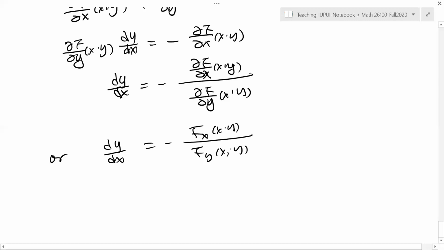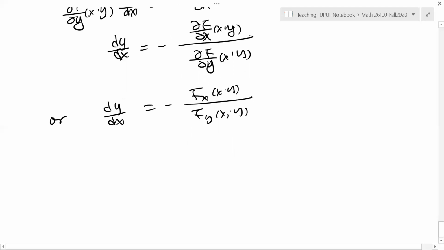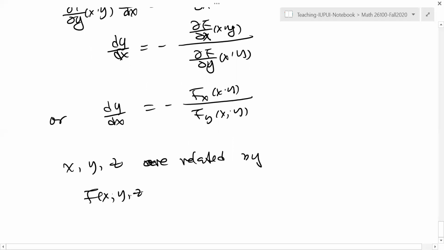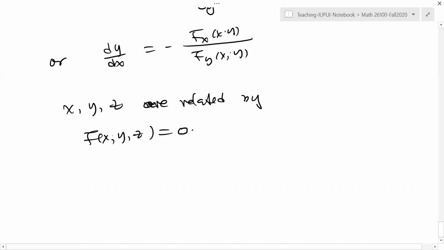You can also have more than one variable, and similarly you can solve the problem using more than one variable. For example, if we have x, y, z related by the equation F(x, y, z), then you can say x depends on y, z; y depends on x, z; z depends on x, y, of course. They all depend on each other. They're bound together.